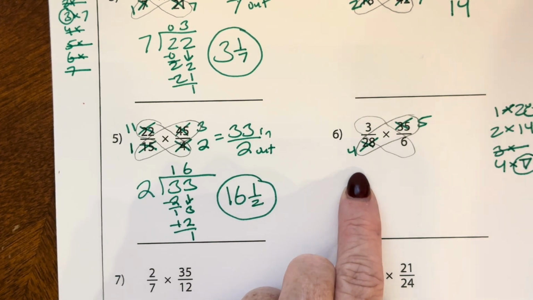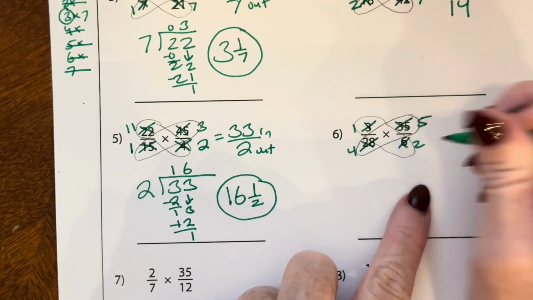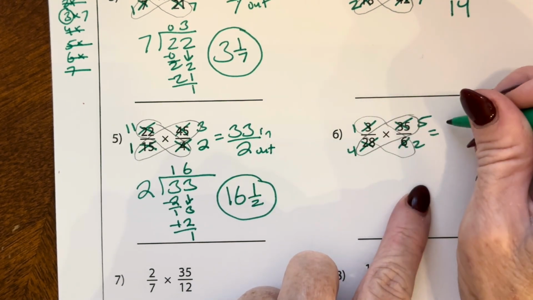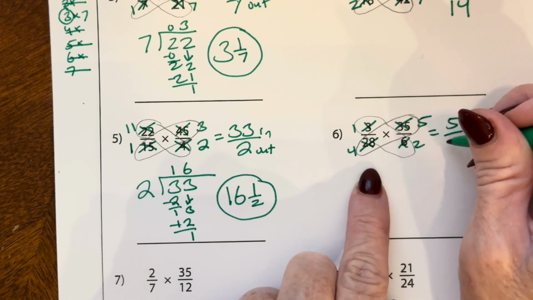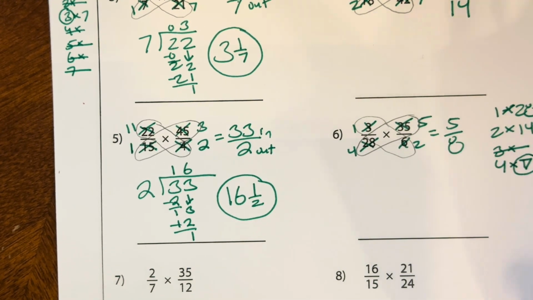And for this one, I can see this one, it's 3. So that's going to be 1 and 2. So we get 1 times 5 is 5, and 4 times 2 is 8. And that is already a less than 1 fraction, so we can leave it.